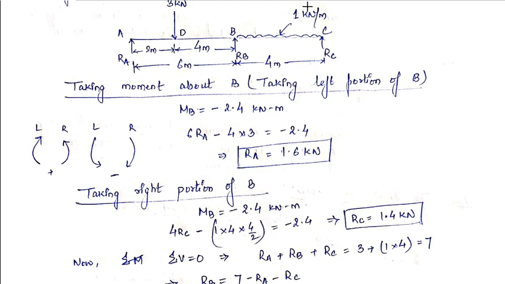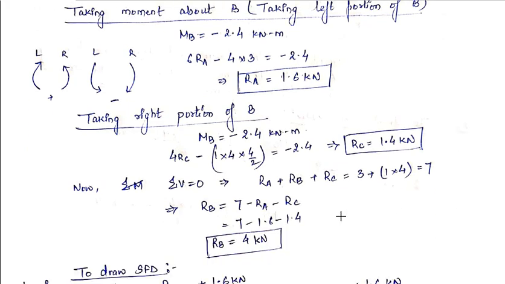Now convert the UDL into a point load. So 1 into the distance, that is 4. So 1 into 4 will be your point load, and this 1 into 4 will act at the center of the 4. Therefore, the perpendicular distance of that point load from point B will be 4 by 2, that is 2. So 1 into 4 is your load and 4 by 2 is your perpendicular distance. Now this is equal to minus 2.4. On solving, the value of RC will come out to be 1.4 kilonewton. Now we have found the value of the reaction at A and the reaction at C.